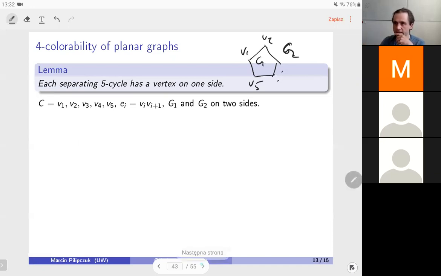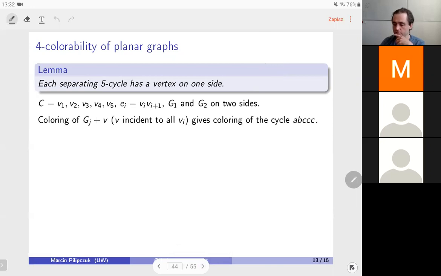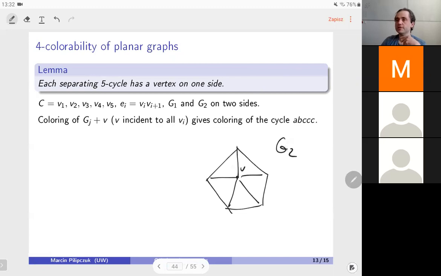So the obvious thing that we want to do, let's draw this. You have G2 outside, and remember that G1 has more than one vertex inside the cycle. So the tempting thing to do is to draw a vertex V inside and ask: what are the colorings of G2 plus this vertex inside?